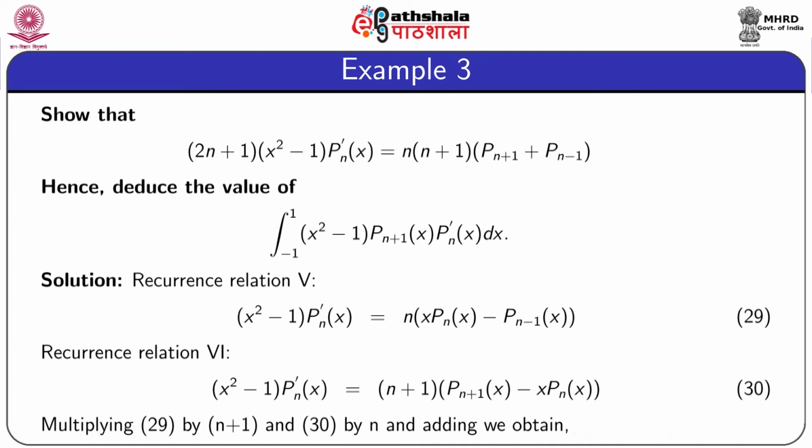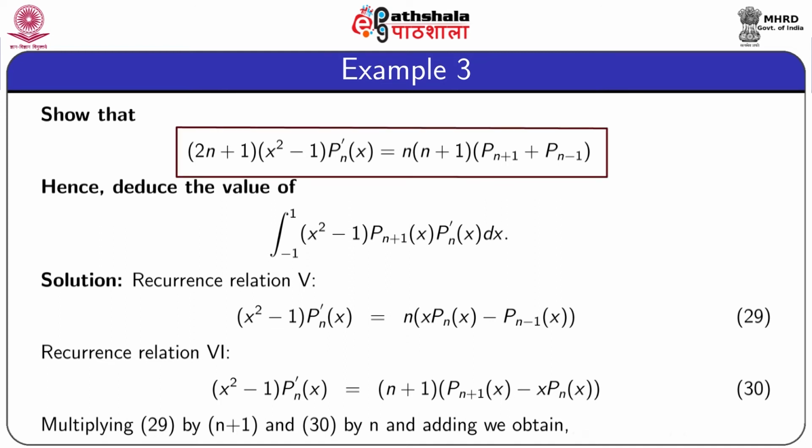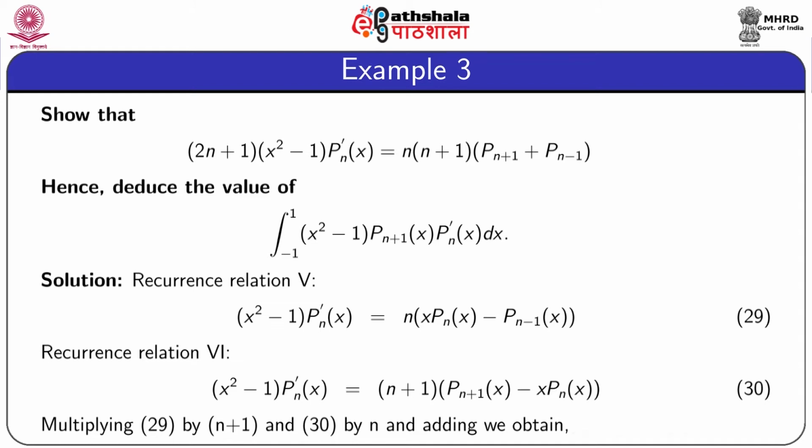In our next example, we have to prove that (2n+1)(x² - 1)P'_n(x) is equal to n(n+1)[P_{n+1} + P_{n-1}], and from there we have to deduce the integration from -1 to +1 of (x² - 1) P_{n+1}(x) P'_n(x) dx. From module 3, please recall recurrence relation 5, which gives (x² - 1)P'_n(x) is equal to n[x P_n(x) - P_{n-1}(x)], given by equation 29.